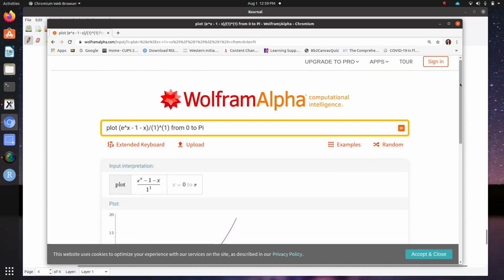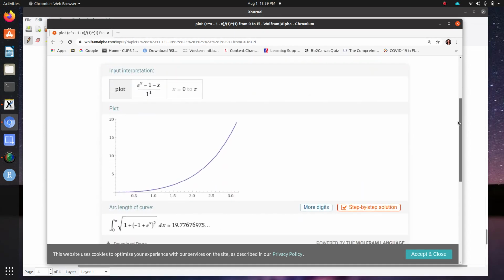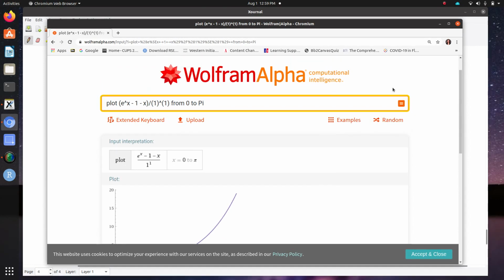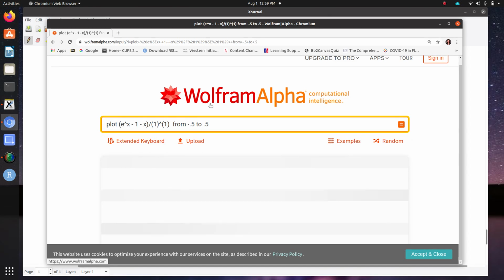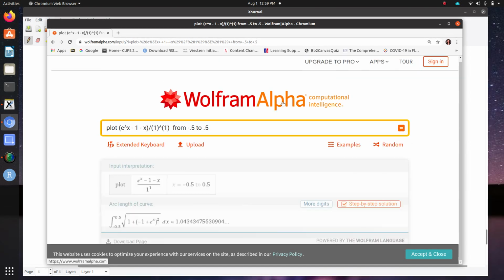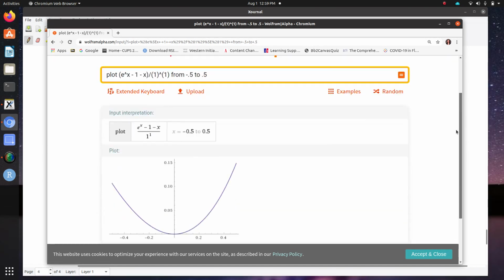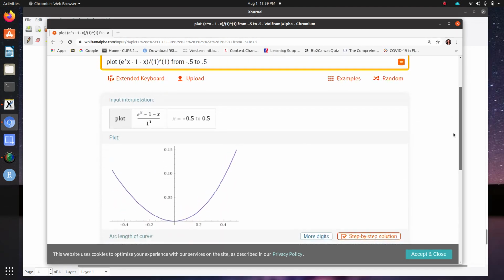Can we find the 0 here? Can't even see it. Where is it? It's at 0, so actually we probably want to go something like minus 0.5 to 0.5. Oh, that's much better. That's what I was looking for.